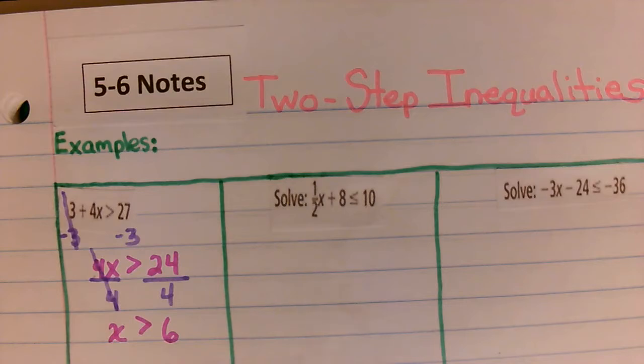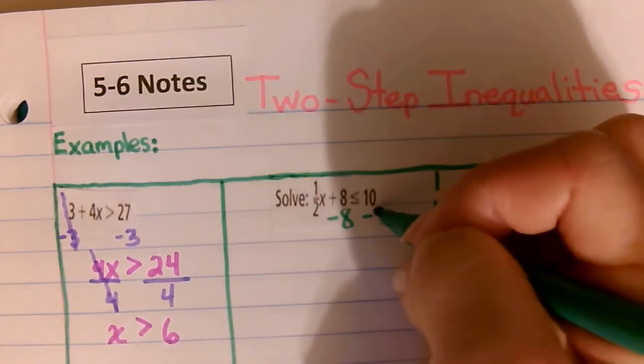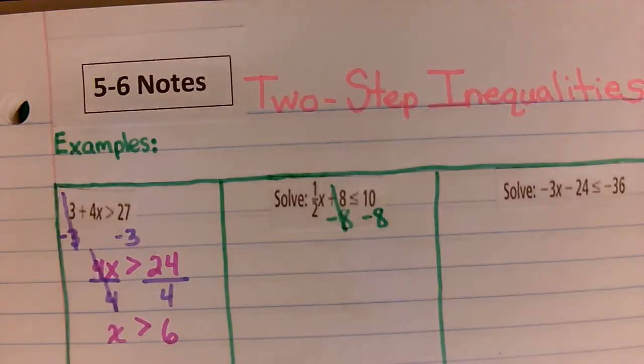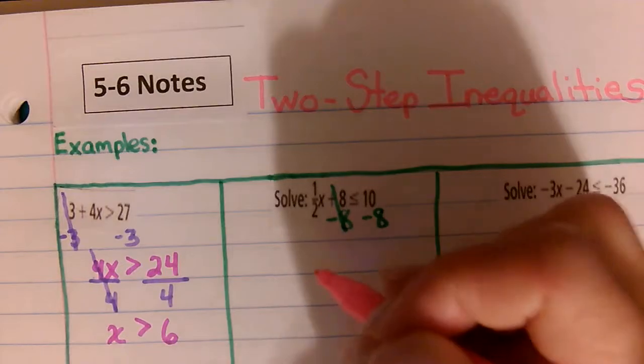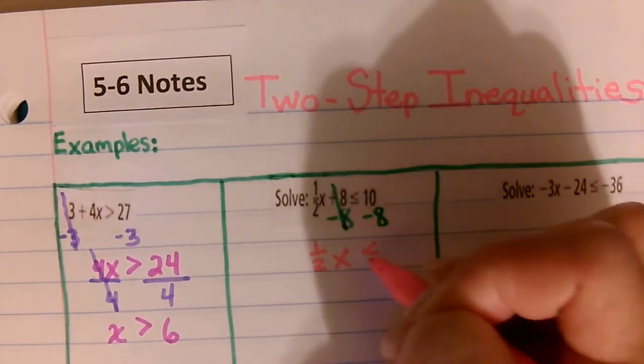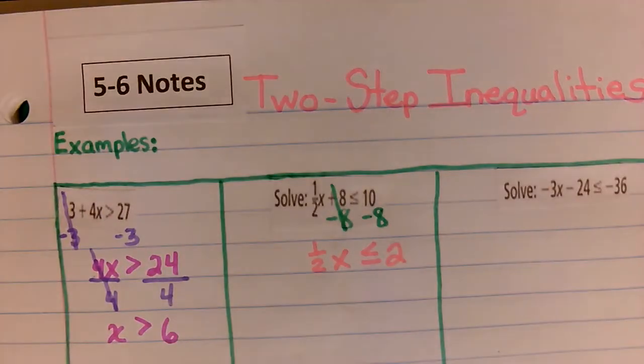Now let's look at the next one. We have 1/2 x plus 8 less than or equal to 10. First step, subtract 8 from both sides. Minus 8 here and minus 8 here. You cancel these out. You bring down your 1/2 x. Bring down your less than or equal to symbol, and then 10 subtract 8 is 2.